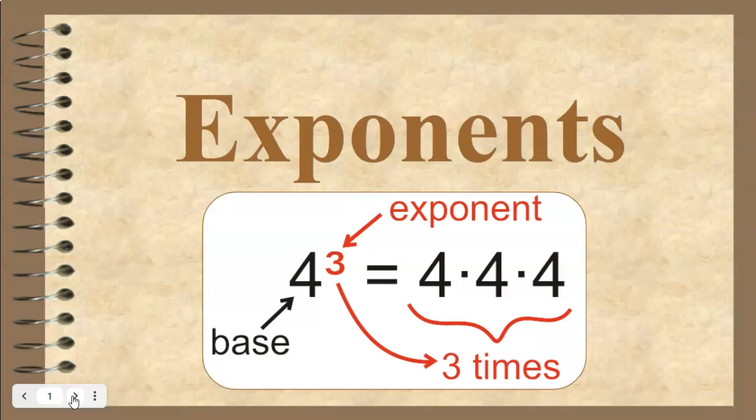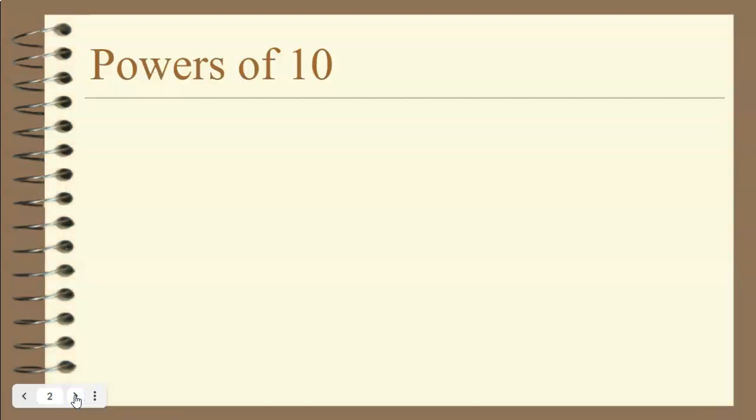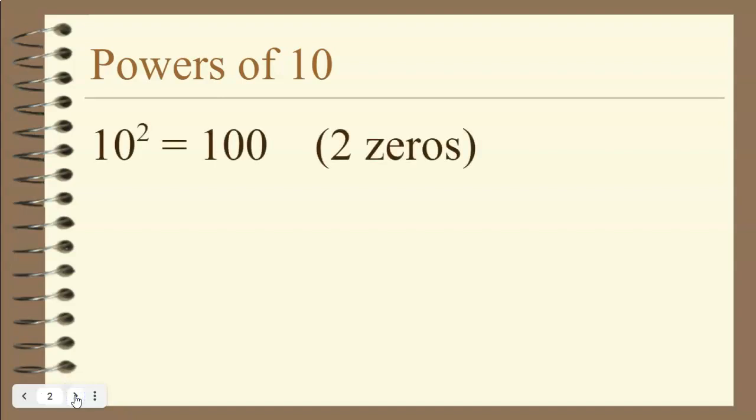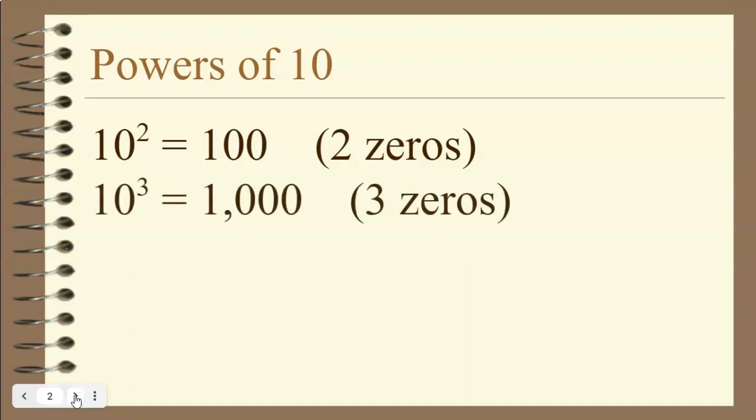Now we want to take a look at some other facts with exponents, specifically the powers of 10 and anything to the 0 power. Powers of 10 are a special case, and some of you remember learning about them from last year. If you have 10 squared, that's 10 times 10, which is 100. Notice there's 2 zeros in the answer. If you have 10 to the third power, that's 10 times 10 times 10, which is 1,000, or 3 zeros.